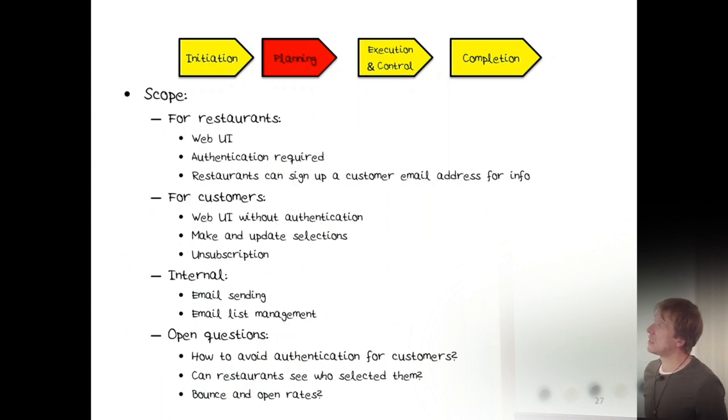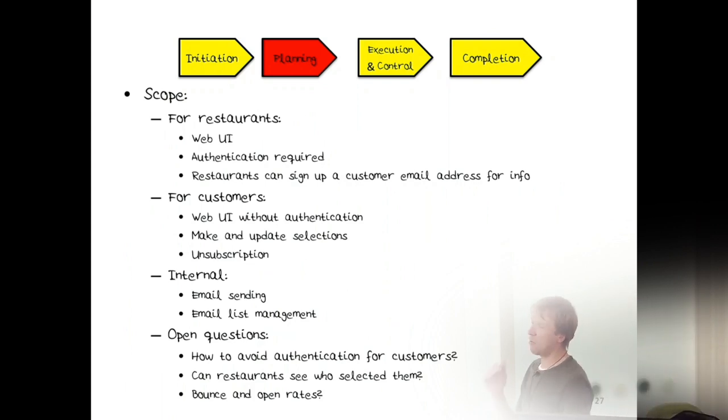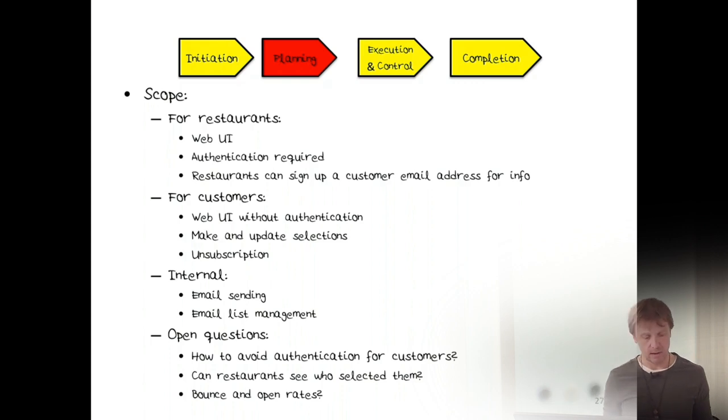Okay. Second phase, second stage here, planning. So one level deeper in the requirements. So for restaurants, we said a web UI with authentication. Restaurants should be able to sign up a customer's email address. Think of that like, you know, you can put your business card in that big vase at the counter at the restaurant. And if you do that, you kind of agree to be added to the email distribution list or whatever.